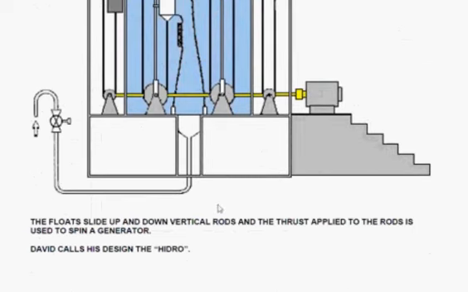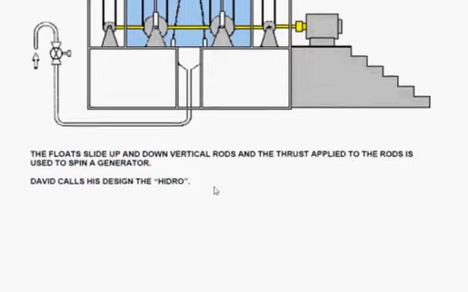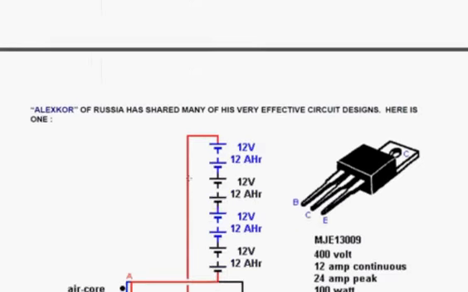And the generator gives you a lot of power. David calls his design the hydro, H-I-D-R-O, or hydro perhaps. And it's very effective. Of course, big generators cost a lot of money. But there's no reason why you can't have a 10 kilowatt or a 100 kilowatt generator if you want. You can contact David in Australia if you wish. Okay, that's a big, heavy, expensive thing.